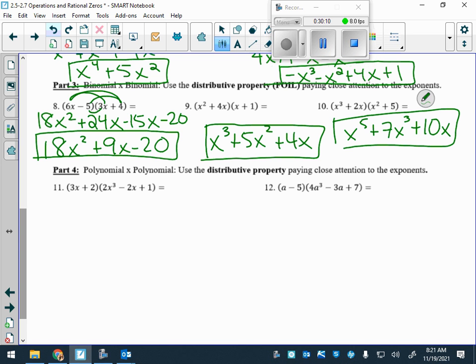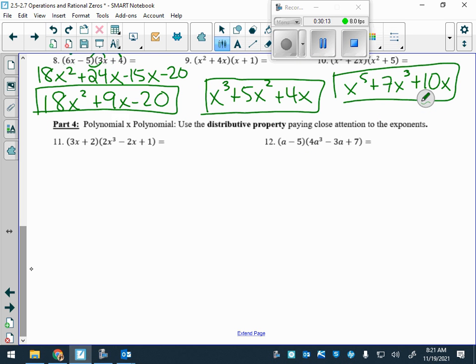Good. Okay. And when we have in number 11, binomial times a trinomial, what do you have to do here? Good. So you're distributing. FOIL is no longer being used here because that's for two binomials. But you're still using the process of distributing. You distribute the 3x all the way through.